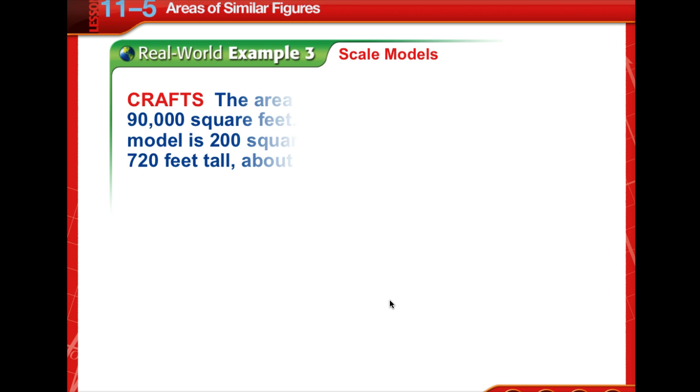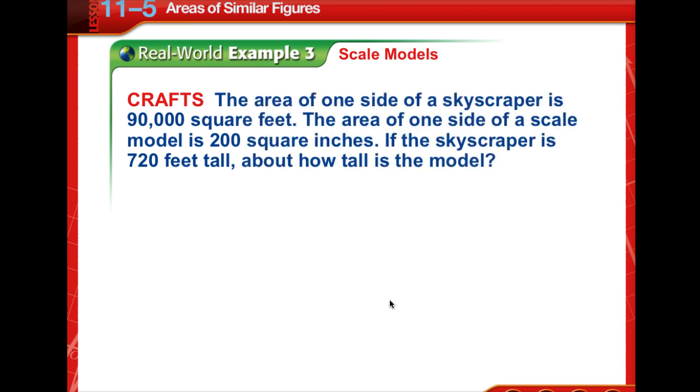Earlier you learned that if all corresponding angles are congruent, and all corresponding sides are proportional, then two polygons are similar. For this reason, all regular polygons with the same number of sides are similar. So looking at a scale model, we've got the area of a skyscraper is 90,000 square feet. The area of one side of a scale model is 200 square inches. Notice we've got two different units here. If the skyscraper is 720 feet tall, how tall is the model?